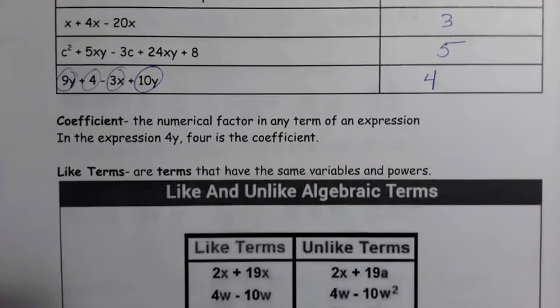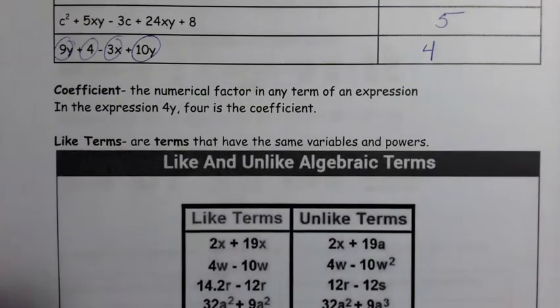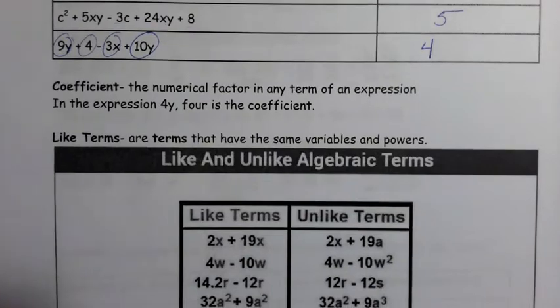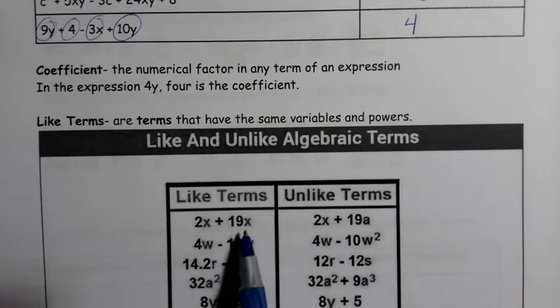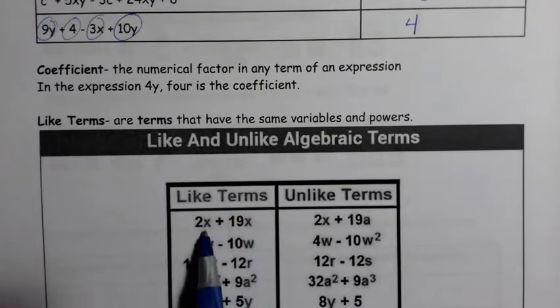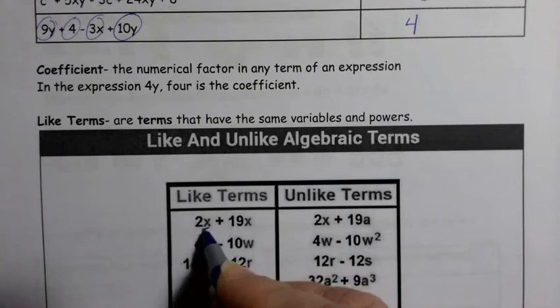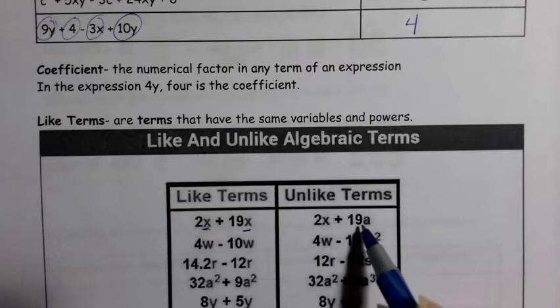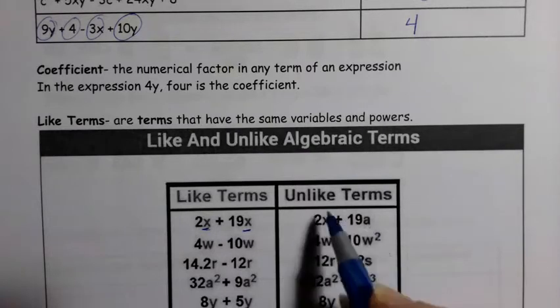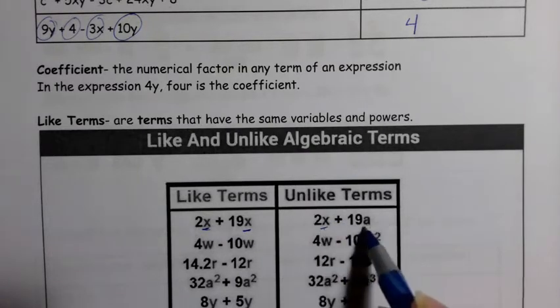Now, like terms are terms that have the same variables and powers. Okay, we'd seen in class, we talked about being on the same team or having the same last name. So 2x and 19x, these are like terms. Okay, they have the same variable. However, 2x and 19a are not, different teams. You're on team X, you're on team A.